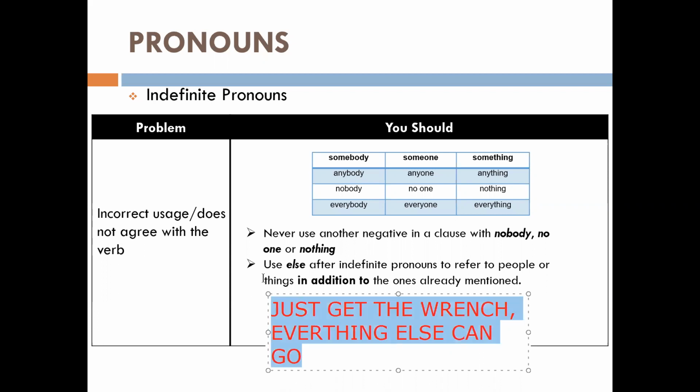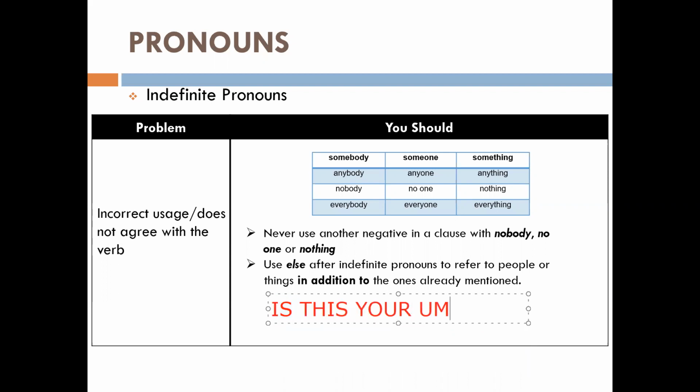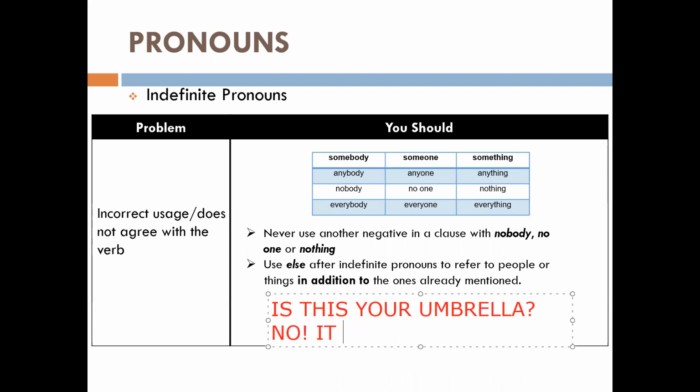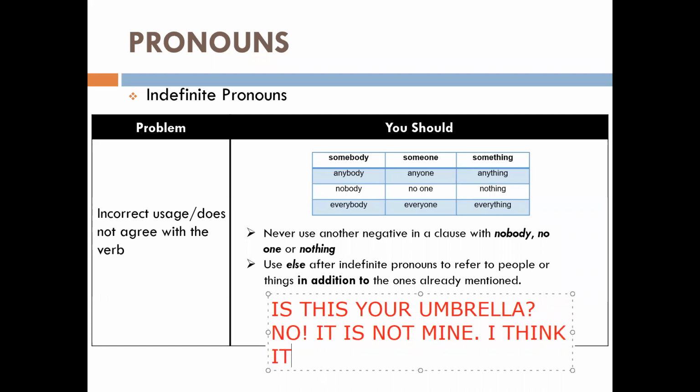When you have a possessive for else, this is the sentence structure. Is this your umbrella? No. It is not mine. I think it is someone else's.